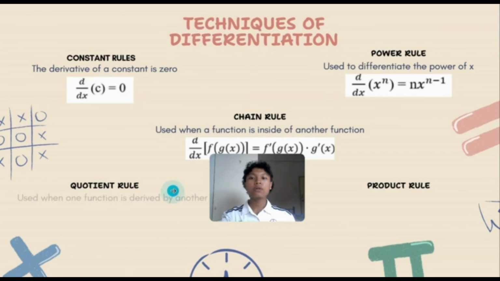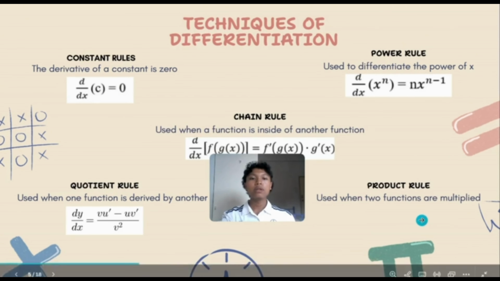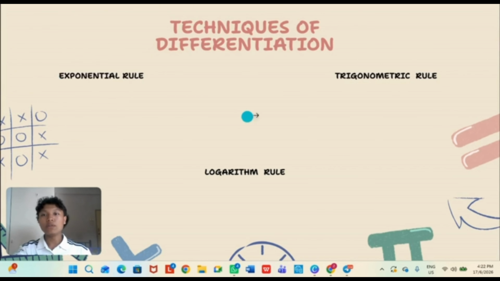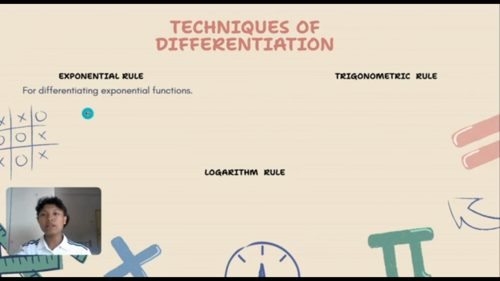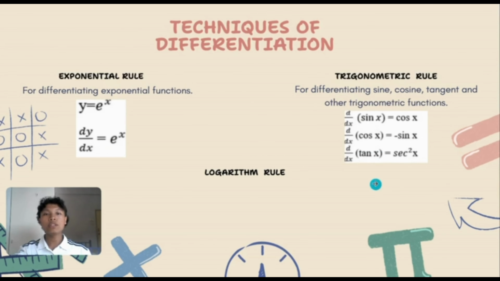Next we have the quotient rule. It's used when one function is divided by another. So this is the formula for the quotient rule. And here we have the product rule. It's used when two functions are multiplied. So this is the formula for the product rule. Right now we have the exponential rule. It's just for differentiating exponential functions. So this is the formula for the exponential rule. Next we have the trigonometric rule. It's used for differentiating sine, cosine, tangent, and other trigonometric functions. So this is the formula for the trigonometric rule.